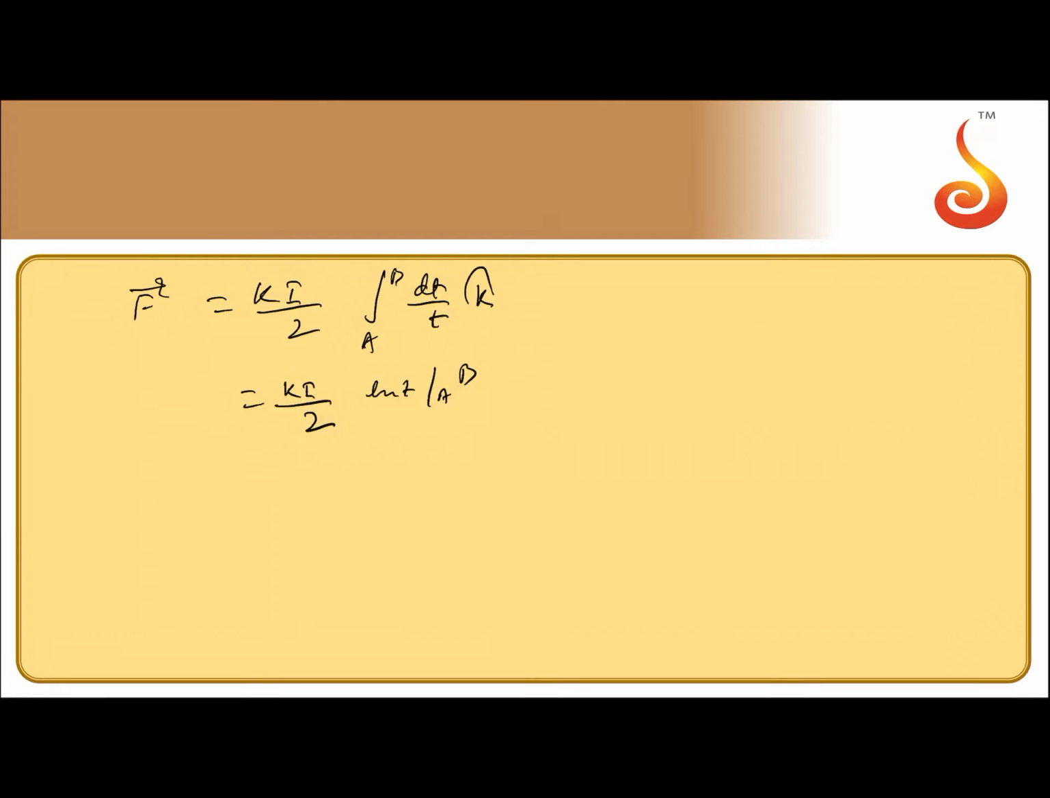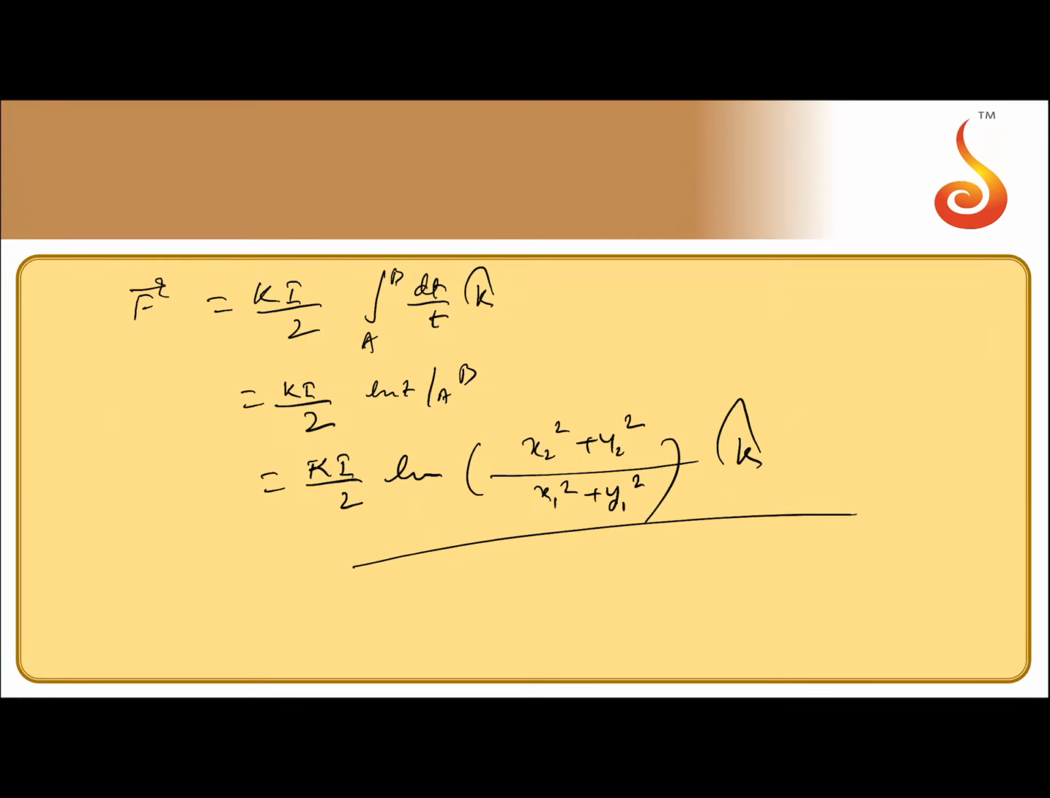So this will be k I by 2 log of (x2 square plus y2 square) divided by (x1 square plus y1 square) k cap. This is the required force.